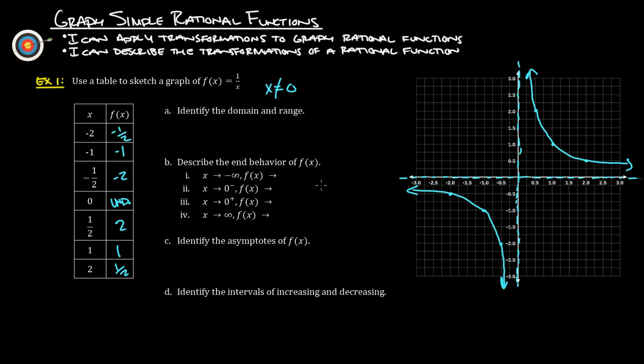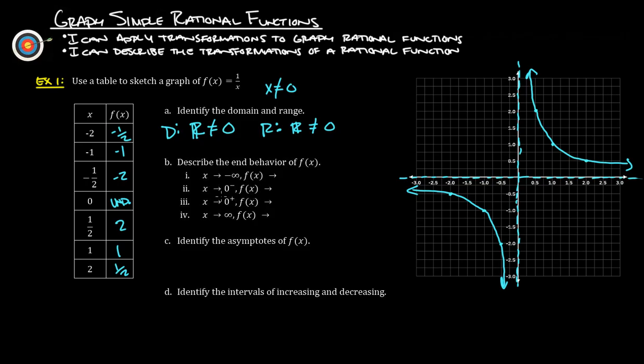Okay? So, identify domain and range. The domain is all the real numbers except for 0, so we can just write x not equal to 0. And then the range is what the y's can be, and that can be everything infinitely high or low, but just can't equal 0. So same idea: real numbers that are not equal to 0.